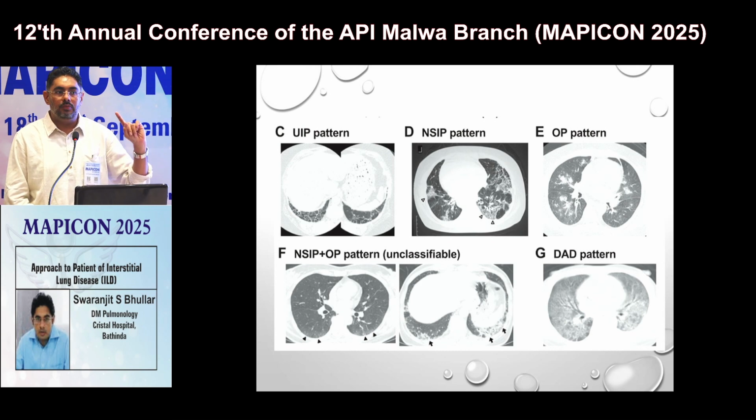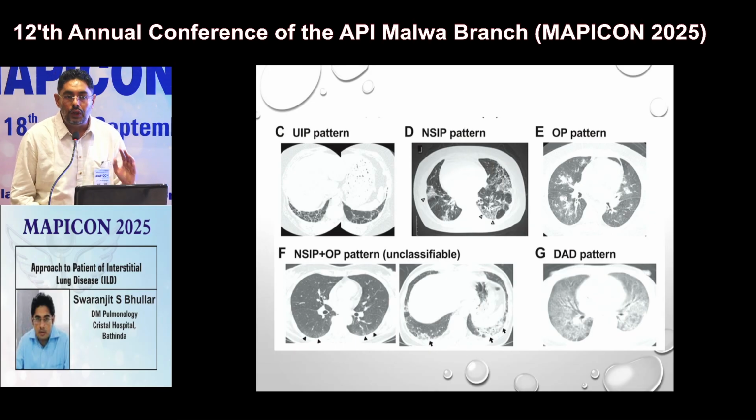But if a DAD pattern is there, these patients are highly toxic, they are sick, they are mostly in respiratory failure, and their life expectancy is very short, maybe only a few months or even a few weeks.